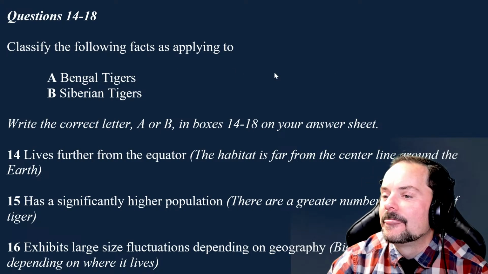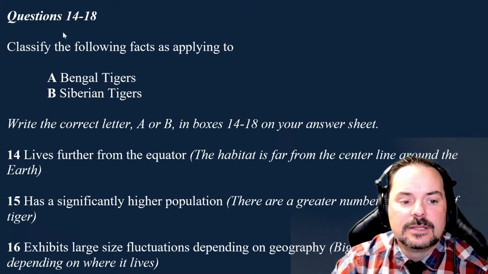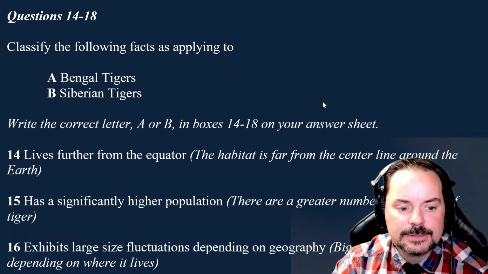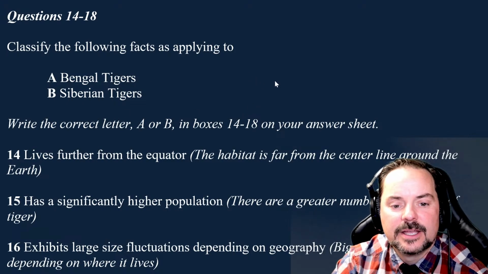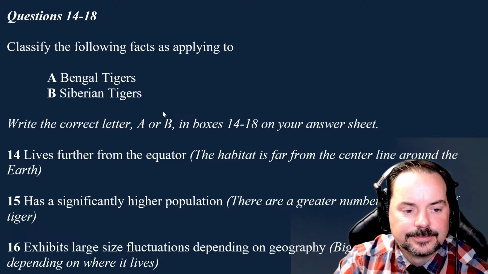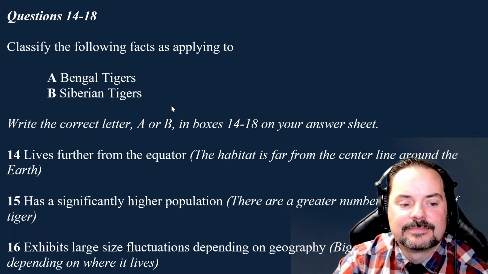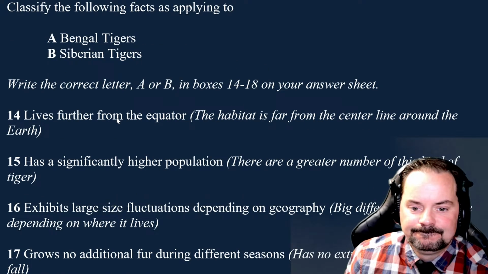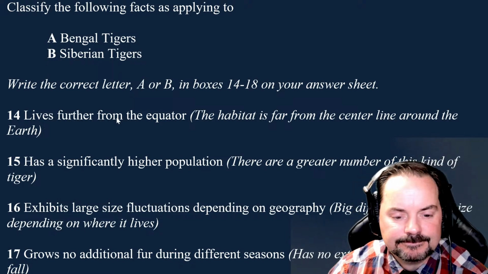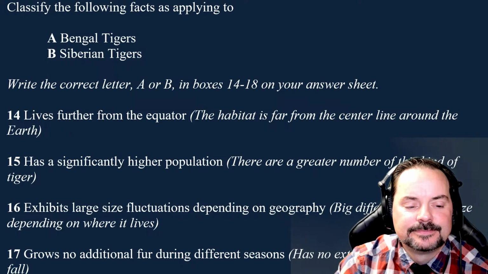All right, Anahita, let's do this. So let's do questions 14 to 18. Can you read the question parameters, please? Yes, sure. Lives further from the equator. No, wait, before that, read the instructions for the question. Okay, classify the following facts as applying to A, Bengal tigers, B, Siberian tigers. Write the correct letter A or B in boxes 14 to 18 on your answer sheet. Okay, now read 14. Okay, 14: lives further from the equator.